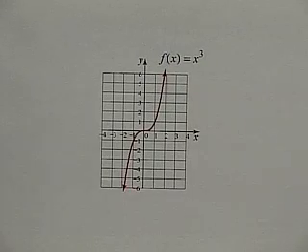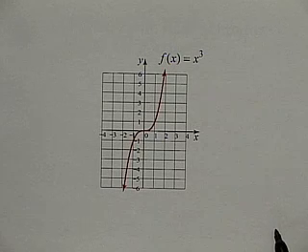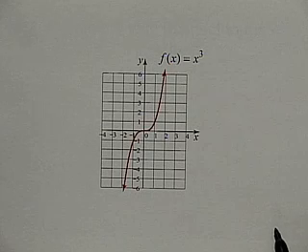The next function we want to look at is the cubing function. The cubing function has the equation f of x equals x cubed, and we'll take a look at the graph of that now. Here you see the basic cubing function. The domain of this function is all real numbers from negative infinity to infinity. Likewise, the range is also from negative infinity to infinity on the y.